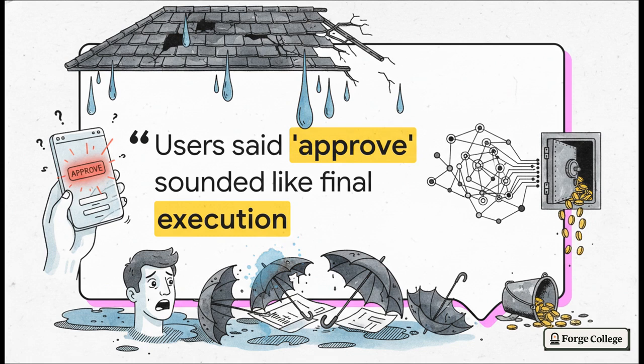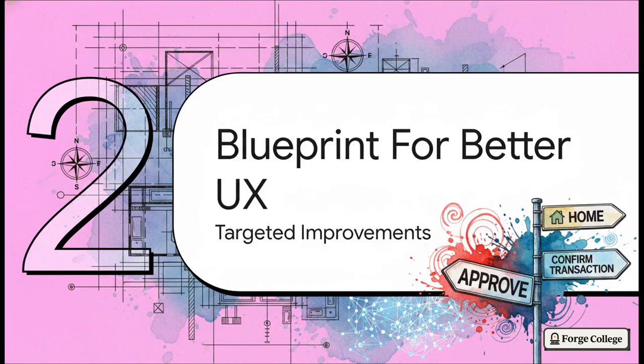They literally just want to queue up a simple transaction, but they read the word approve and instantly assume their life savings are about to vaporize into the ether. That panic, that's our leaky roof. But the good news is it gives us a really measurable, testable signal that we can actually fix. Moving on to part 2, Blueprint for Better UX.